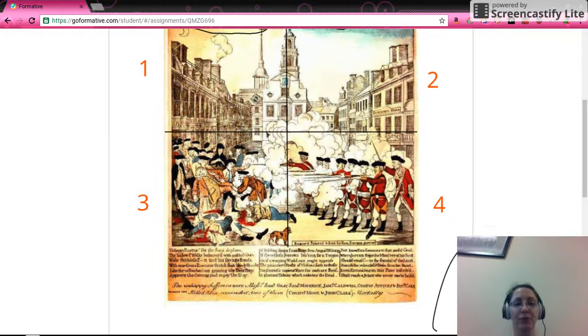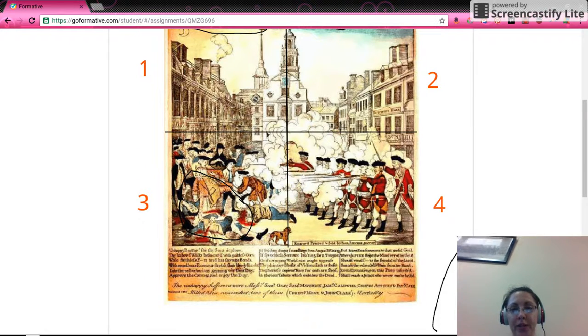Quadrant 3, if I look at this, I notice that there's a group of people. This group of people is dressed differently than the group of people in section 4. So I'm going to venture to guess that these are colonists. You have a number of them on the ground, bloody. So colonists in this image are being killed. It also looks like they're unarmed. I do not see any weapons on them.